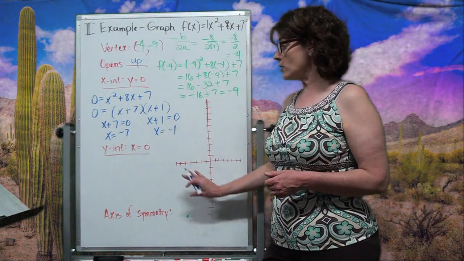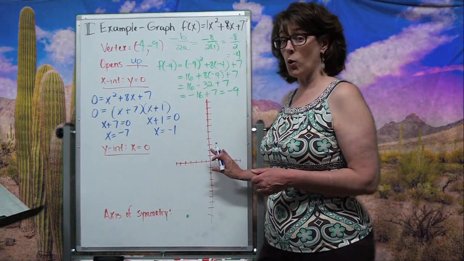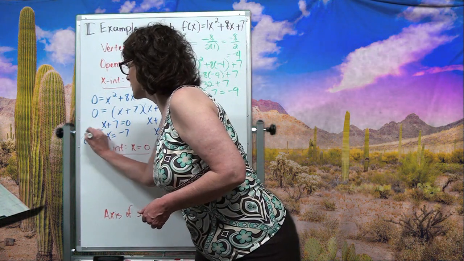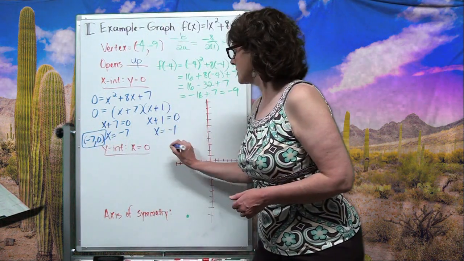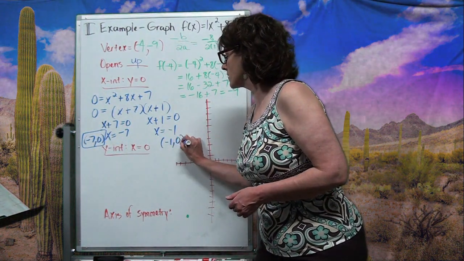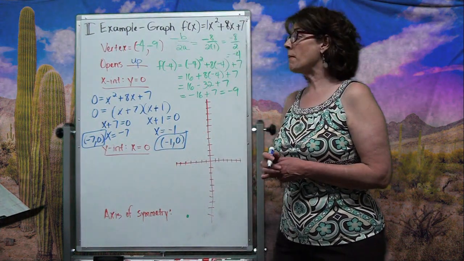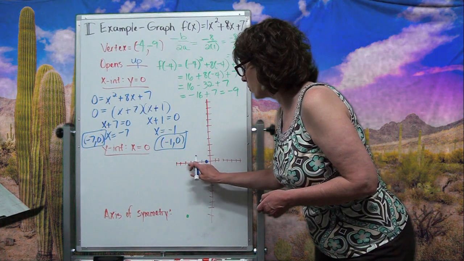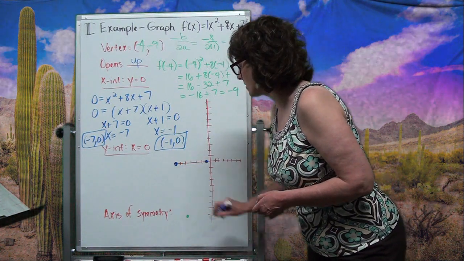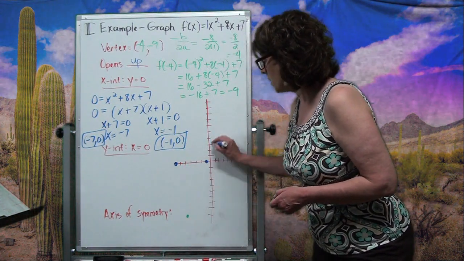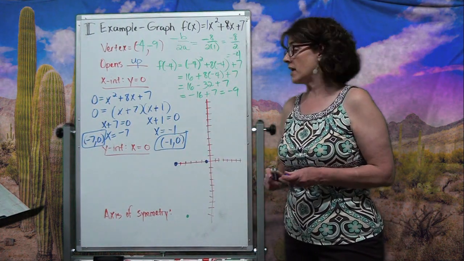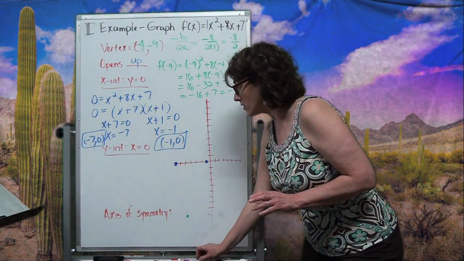Recall that these are points in the 2D coordinate plane, so I need to put them in coordinate form. The x is a negative 7 when the y is a 0, and the x is a negative 1 when the y is a 0. So there are my x-intercepts at negative 1, 0, and negative 7, 0. So I can see it's definitely coming up through here, coming up through here. So I need to figure out what the y-intercept is.